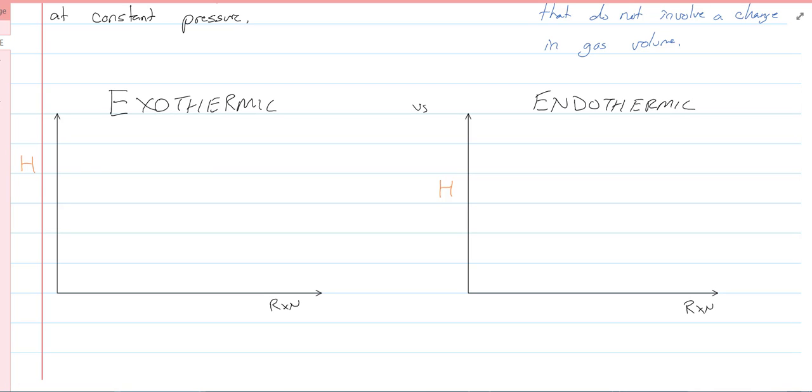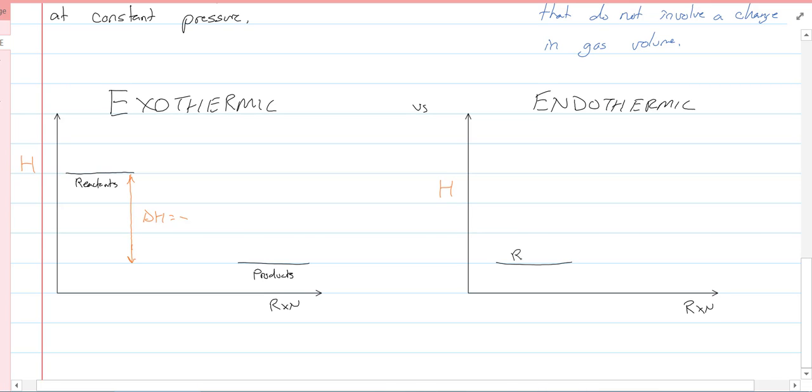For an exothermic reaction, a lot of times my reactants have more heat content than my products. And so delta H is negative. Conversely, endothermic, my reactants have less energy than my products. And the change in enthalpy would be delta H positive.